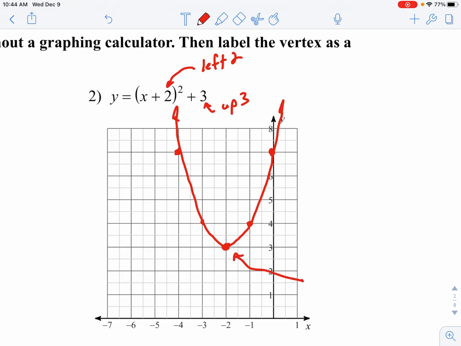By the way, what type of vertex is this? This is a minimum. So I want to keep throwing that vocabulary at you because I totally forgot to do it on a previous assignment.